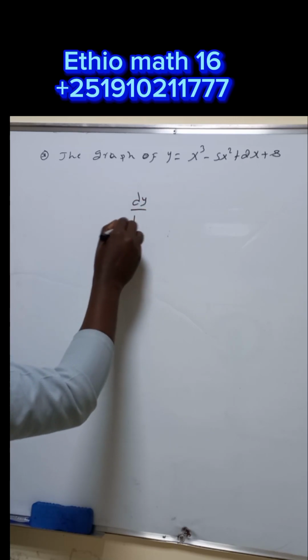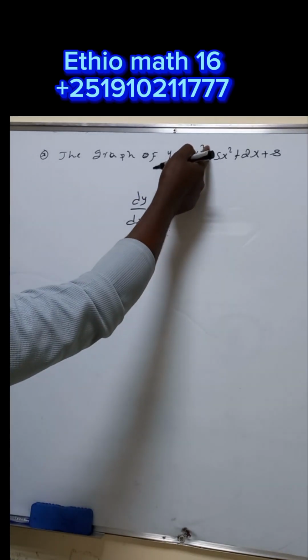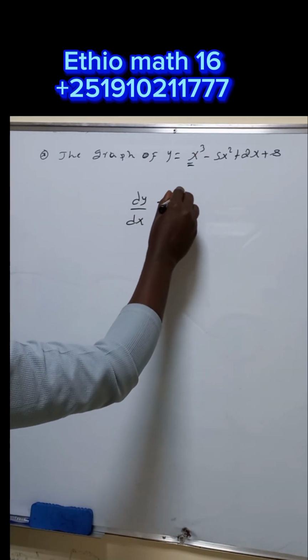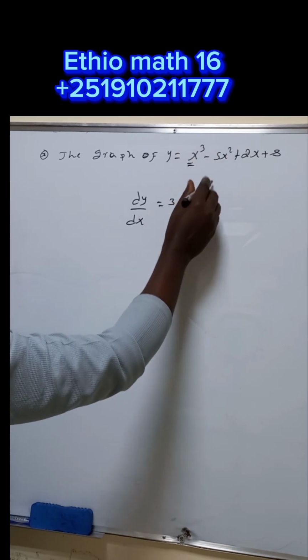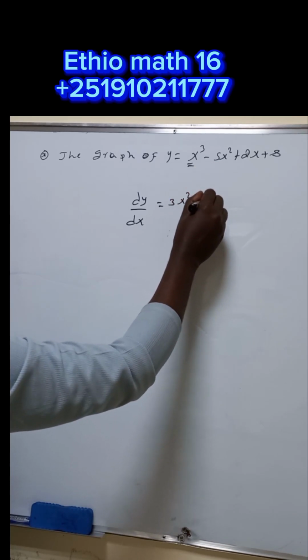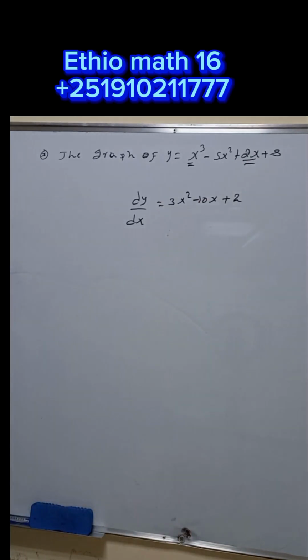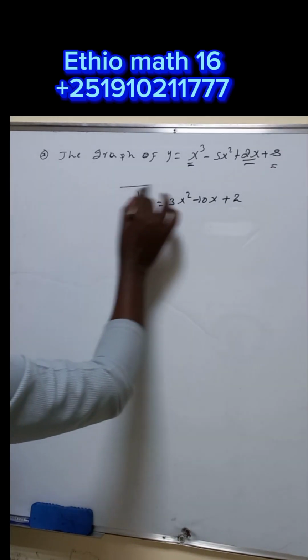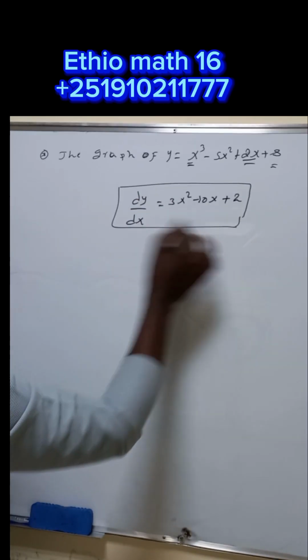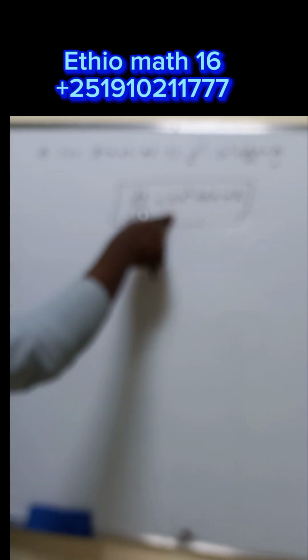So dy by dx is immediately given by the derivative of x cubed. The 3 comes as a coefficient, 3x squared, because we need to subtract 1 from the exponent, minus 2 times 5, which is 10x, plus the derivative of 2x, which is exactly 2. The derivative of any constant, like 8, is absolutely 0. This is the derivative of the function.